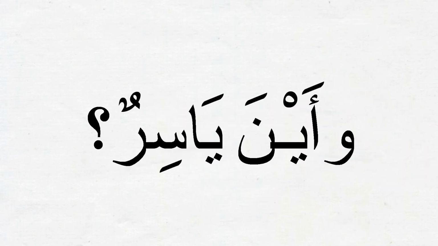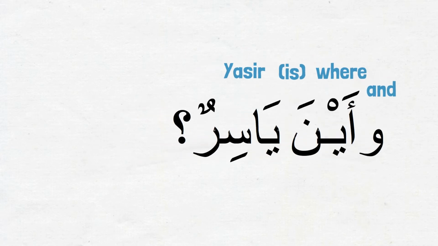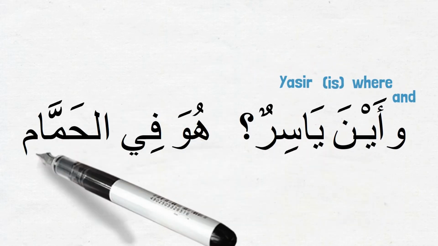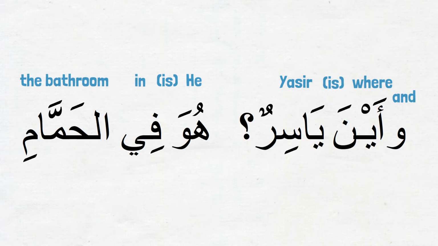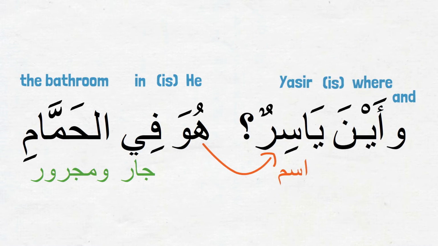The next question is wa ayna Yasirun, and where is Yasir? The answer is huwa fil hammami. He is in the bathroom. Huwa fil hammami. Here huwa is he and jar majroor phrase fil hammami means in the bathroom. What word is the pronoun huwa coming in place of this time? Yasirun, right? Because Yasirun is ism. As we said in the last video tutorial, the pronoun huwa is also ism. So all pronoun type words are ism.